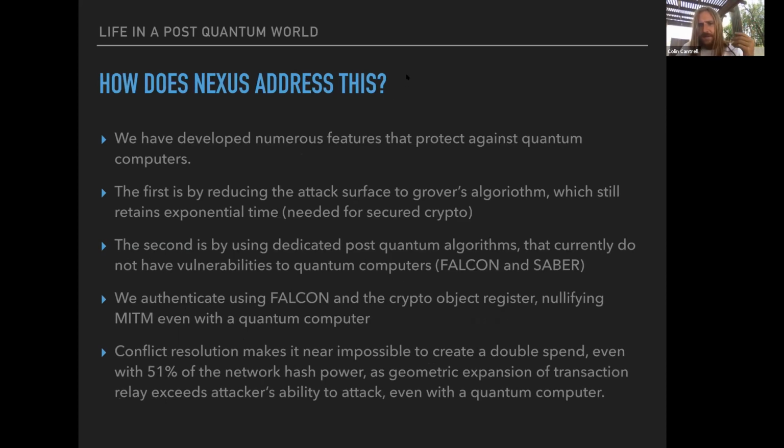So how does Nexus address this? We developed numerous features to protect against quantum computers. I first started researching quantum computers back in 2014. Since there was no post-quantum cryptography then, other than some basic hash-based schemes like XMSS, I chose to rely on Grover's algorithm to help hash the key and to increase our key size, so that we could buy ourselves a year or two until they got to a higher number of qubits that would actually start to break it.